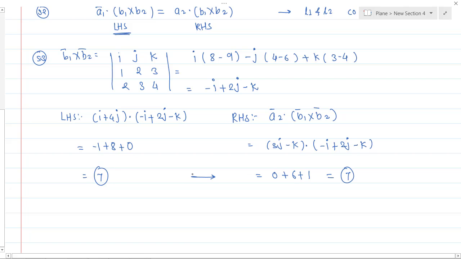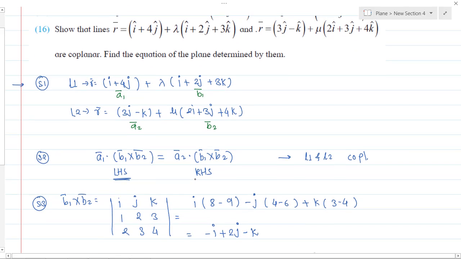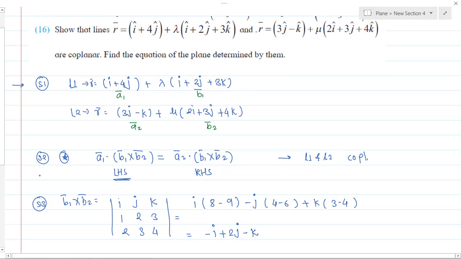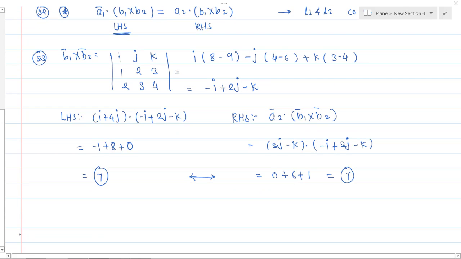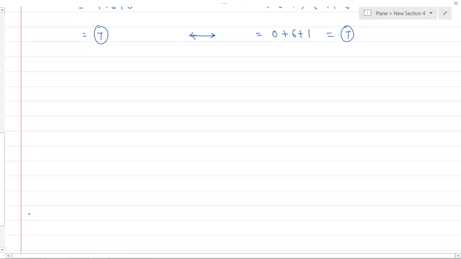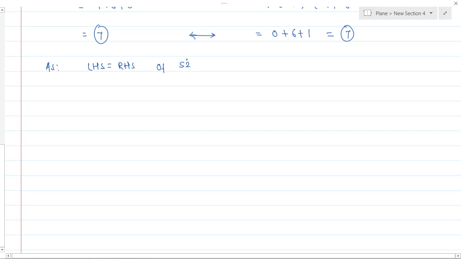As the LHS equals the RHS, the condition of step number 2 is satisfied. So we can say that the two given lines are coplanar lines.